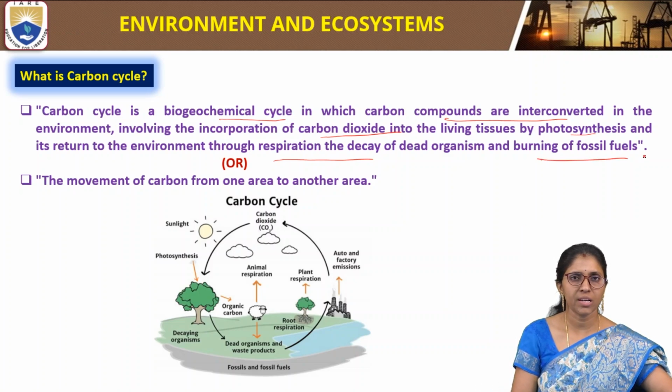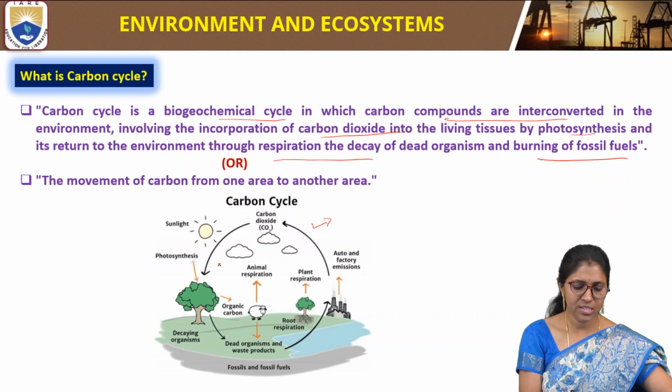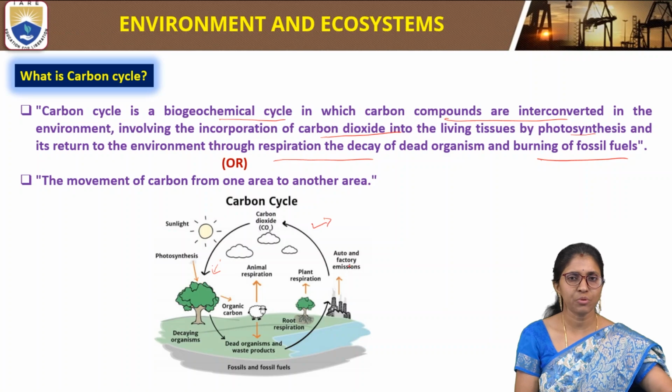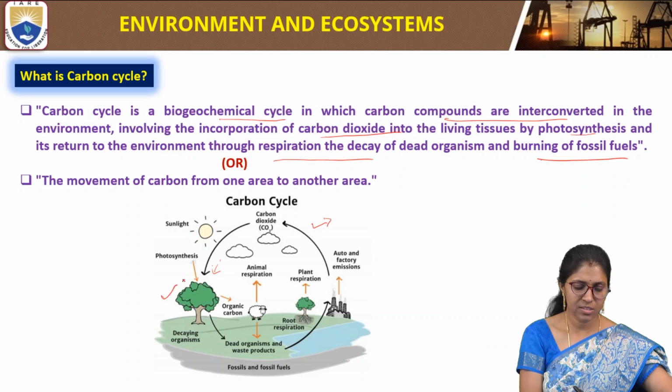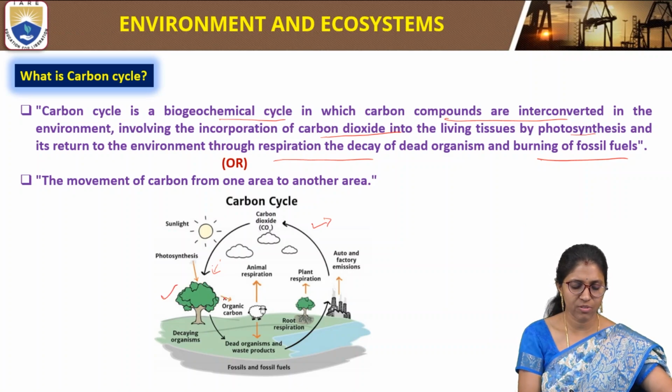So the simple definition of carbon cycle is the movement of carbon from one area to another area. The movement of carbon from one area to another area is called the carbon cycle. Mainly we have carbon dioxide in the environment. This carbon dioxide is used by the plants and trees for the photosynthesis process. These trees will take carbon dioxide from the atmosphere for the photosynthesis process, and this will produce organic carbon like carbohydrates.